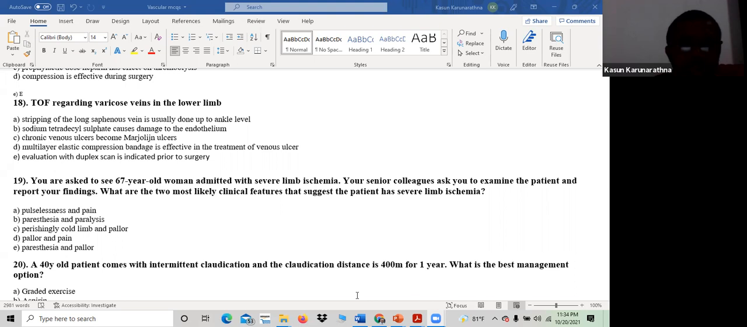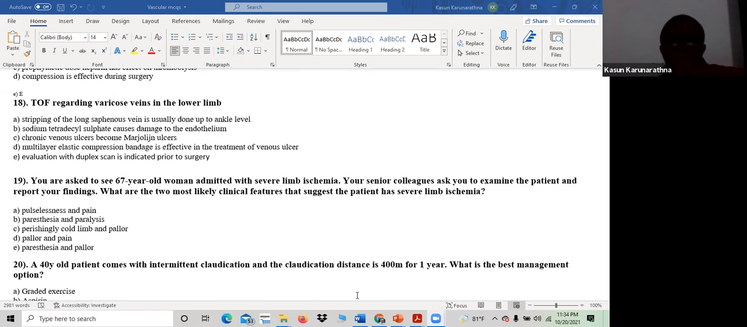Sodium tetradecyl sulfate causes damage to the endothelium. That is the STD sclerosant. That is the detergent we use for sclerotherapy. We make foam and inject it into the vein. That will damage the endothelium, and we put on compressive dressings.